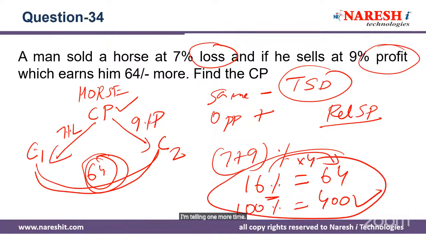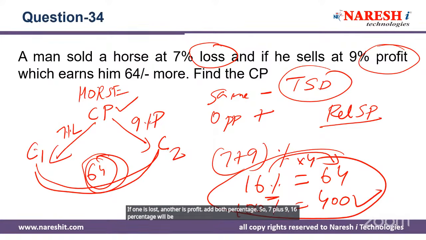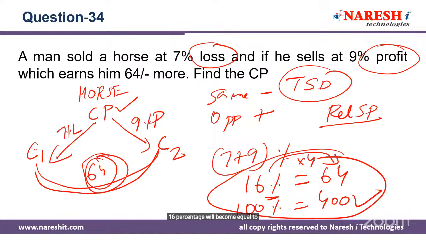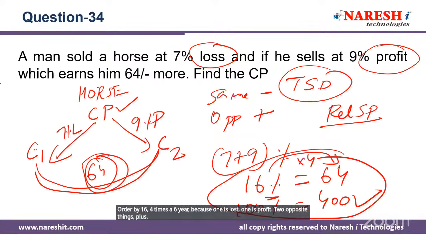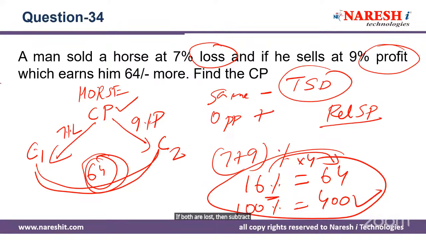One is loss, another is profit. If one is loss, another is profit, add both percentages. So 7 plus 9, 16 percentage will become equal to 64 rupees. Then 100 percentage will become equal to 400 rupees. Two opposite things, plus. If both are loss, then subtract the difference between the percentages. Both profit, difference between the percentages. Loss and profit, sum of the percentages.